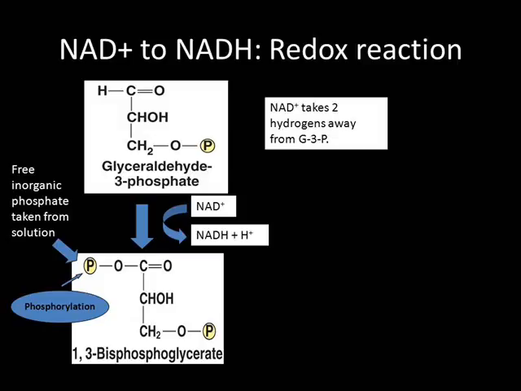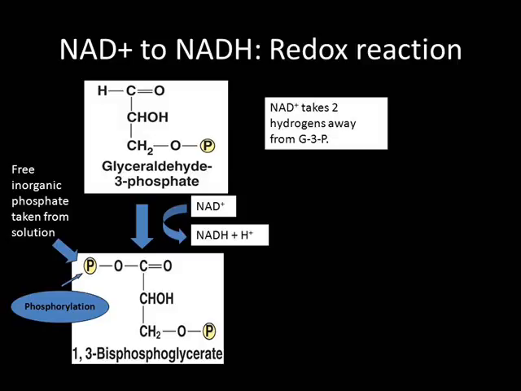Oxidation is losing, reduction is gaining, oil rig. So oxidation is when you've lost electrons. So glyceraldehyde 3-phosphate has been oxidized. NAD plus has gained electrons, so this has been reduced to NADH. So NADH is the reduced version of NAD plus.